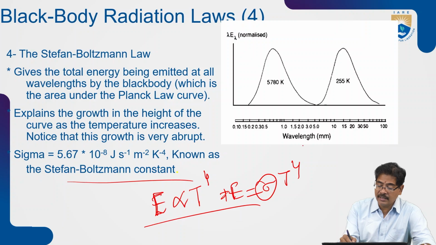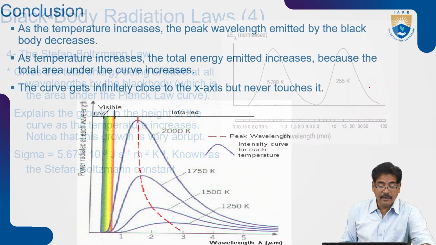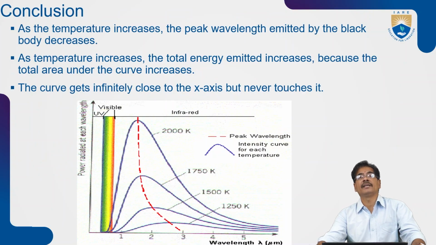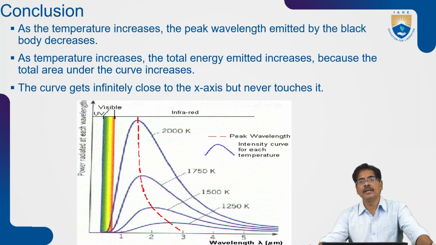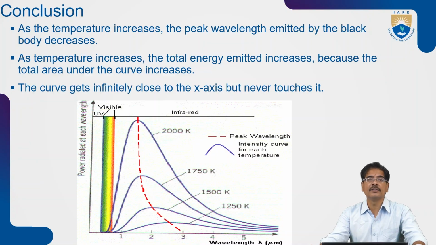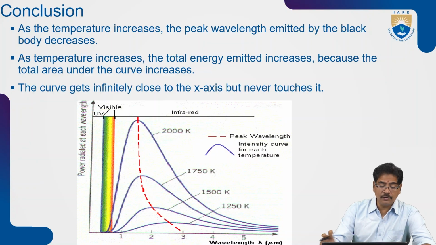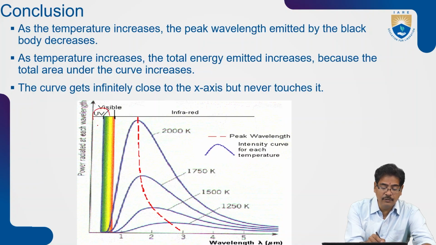So this is the wavelength observed for different temperatures, at 508 Kelvin and 255 Kelvin, right? As the foremost conclusion, we can say that as the temperature increases, the peak wavelength emitted by a black body decreases. As the temperature increases, the total energy emitted increases because the total area under the curve increases. The curve gets infinitely close to the x-axis but never touches it, right? This is for the different spectra: the UV spectrum, the visible spectrum, and this is for infrared.